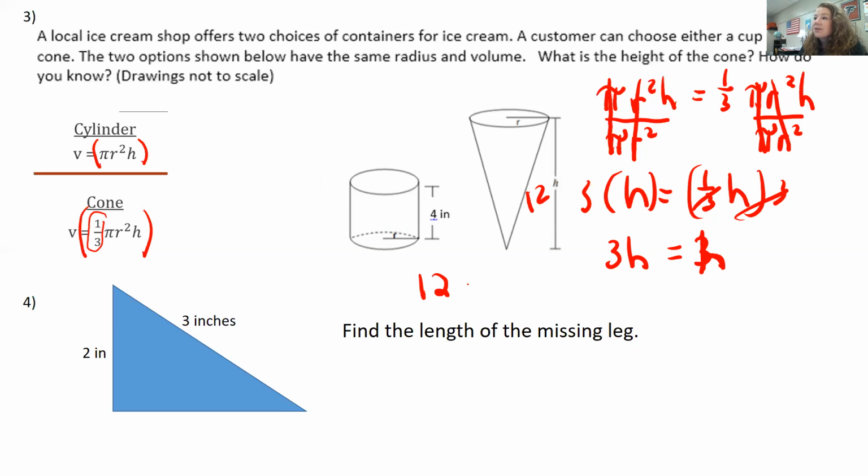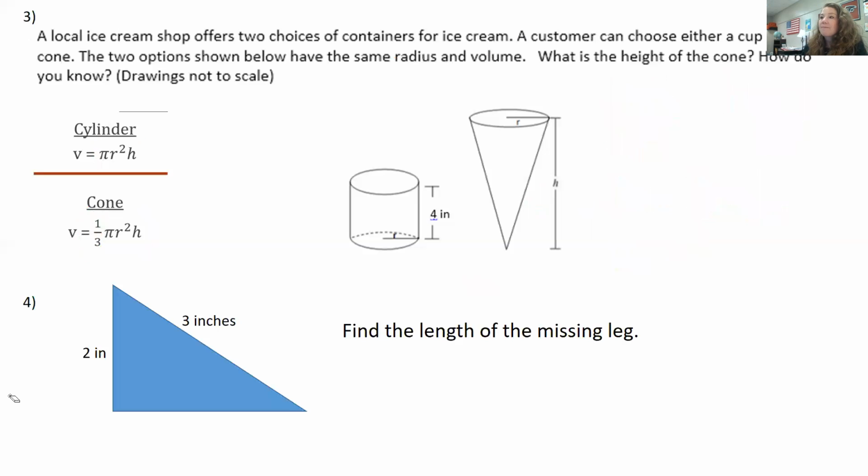So for these containers to have the same diagonal, not diagonal, but radius, and they have the same radius and the same volume, then that means the height of the cone must be 3 times taller. Okay? So that's what it means. If they have the same volume and the same radius, that means the height of the cylinder is 1/3 the height of the cone. I hope that makes sense, you guys. So the height of the cone is 12.